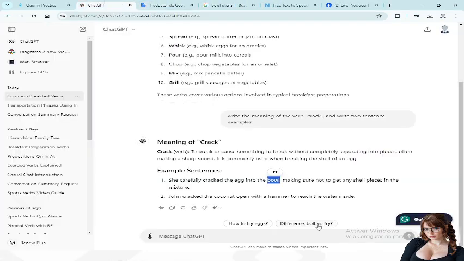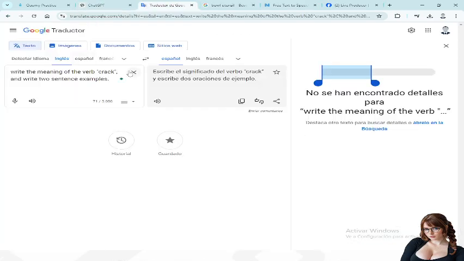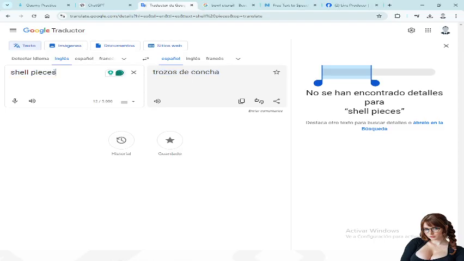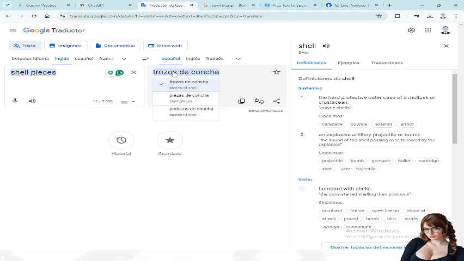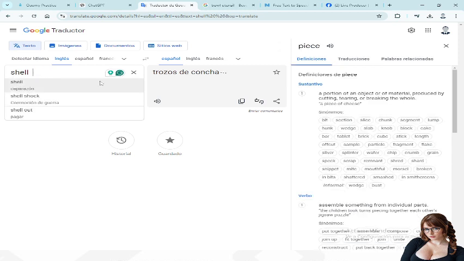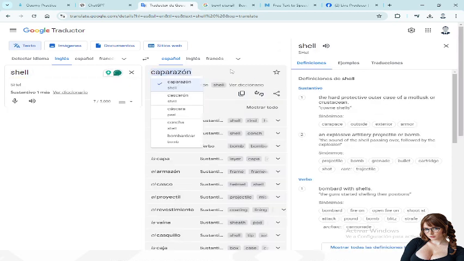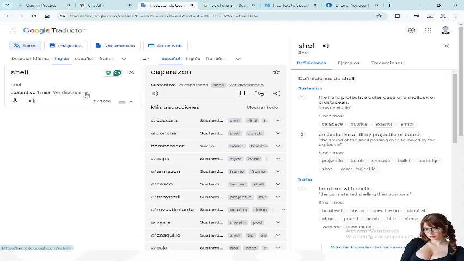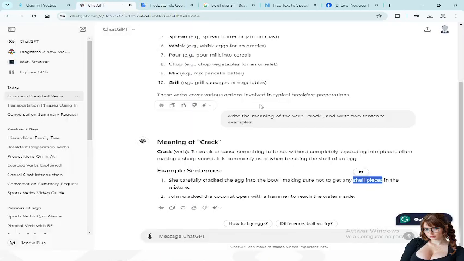In this example, shell pieces, we can use Google Translator to understand the meaning of shell pieces. It's like a small part of a shell. And what is the meaning of shell? Okay, in that context, the shell is the part of the egg that covers the content of the egg, the shell.